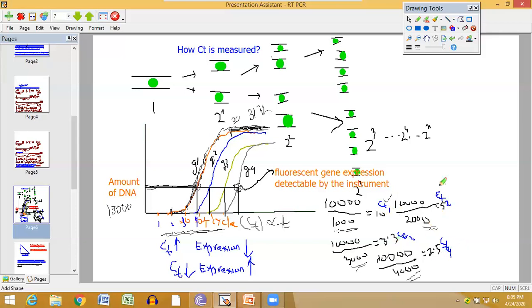Now, if you only look at these values, one gene has a higher CT like 10, and one gene has a lower CT like 2.5, and the two genes are intermediate. That means what? That means the gene.